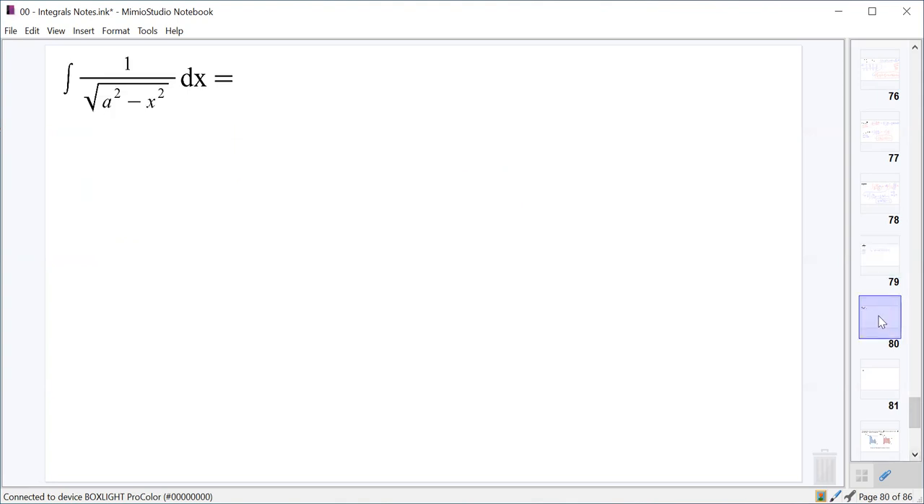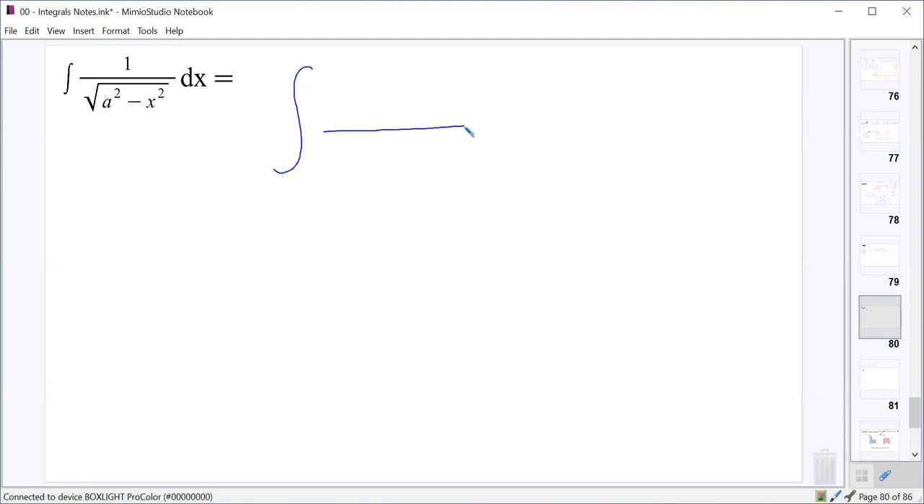So we're going to do another one here, and if you take a second to think about it, you could probably guess that this one's going to come out to something involving an inverse sine. And you'd be right. So we're going to do the same kind of thing, because instead of an a squared in there, we're going to need that to be a 1. So the first thing we'll do is we'll go in here and we will rewrite this.